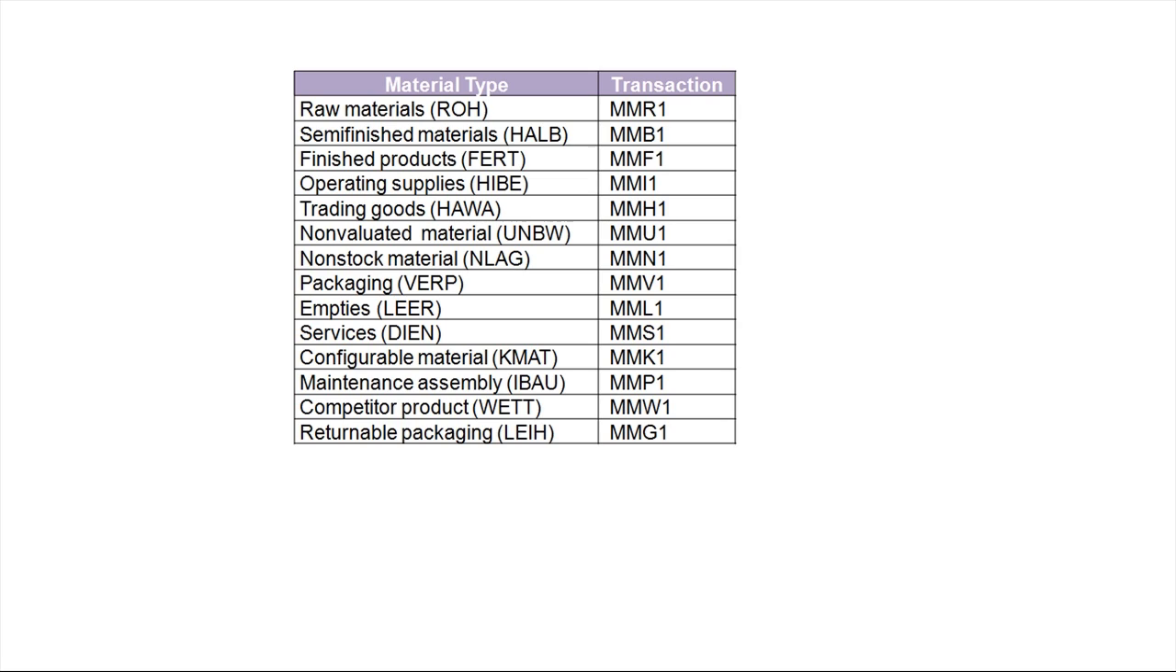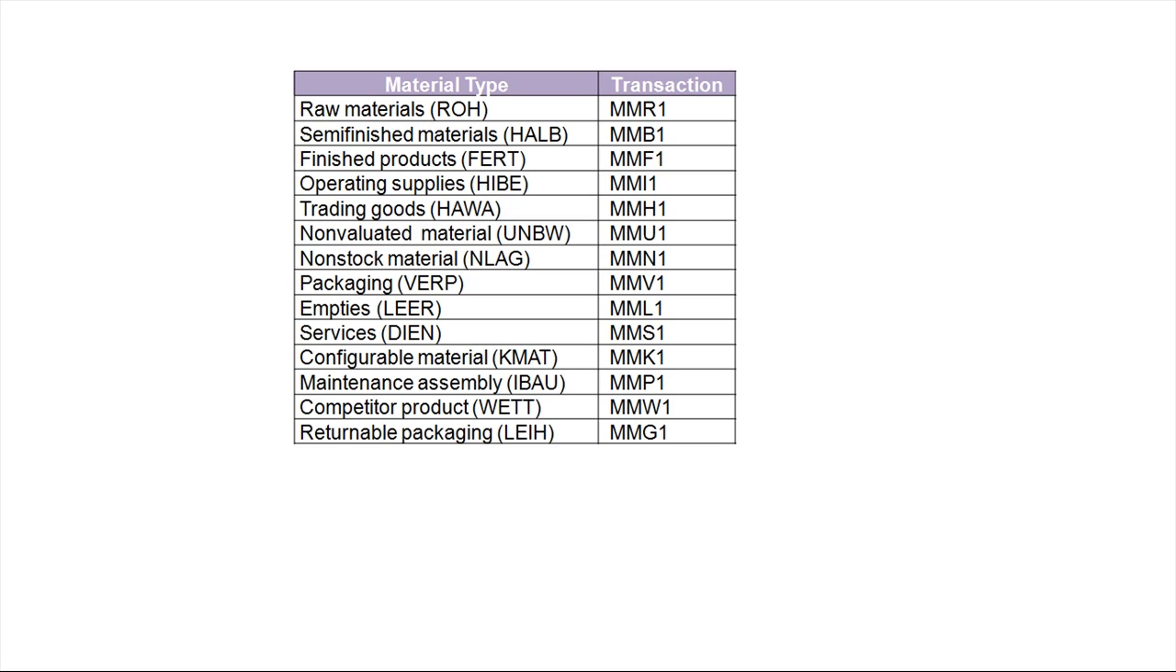Here we see transactions for creating a master record using transaction codes for material types. Raw materials, ROH, is configured using transaction MMR1. Semi-finished materials, HALB, is configured using transaction MMB1. Finished products, FUT, is configured using transaction MMF1.